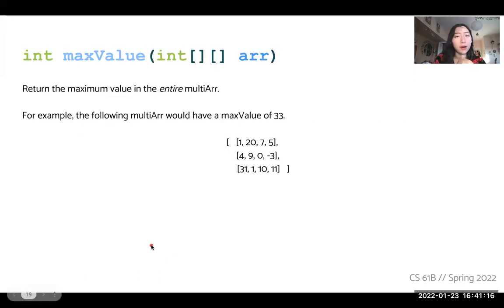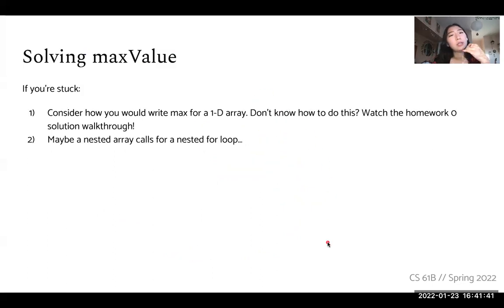So one of the methods that you have to do in MultiR is maxValue: return the maximum value in the entire MultiR, right? So for example, the following MultiR would have a max value of, I wrote 33, but I meant to say 31, just because if we do a quick scan over this, we see the biggest element in the entire 2D array is 31, right? Sorry about my boo-boo.